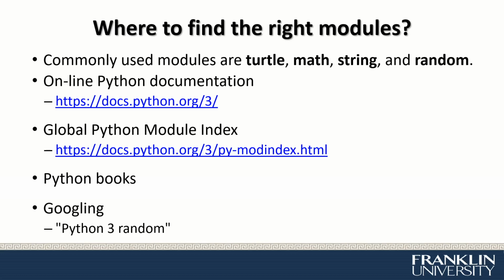And where to find the right module? Well, I can say that for this class, we were looking at the turtle, math, string, and random modules. You can look at the Python documentation. You can also look at the Python module index to look at all the modules. Of course, you can get Python books, and you can even do Googling if you want to know specifics about a particular module.